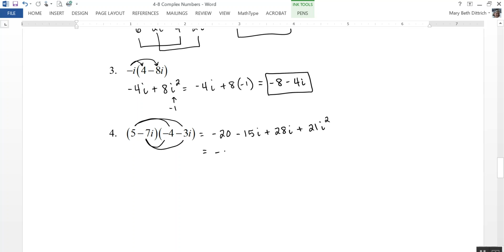So let's clean that up a little bit. Negative 20 plus 13i. And remember, i squared, this right here, is a negative 1. So then this is really minus 21. So that leaves me with a negative 41 plus 13i as my final answer.